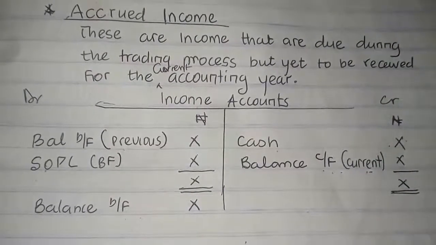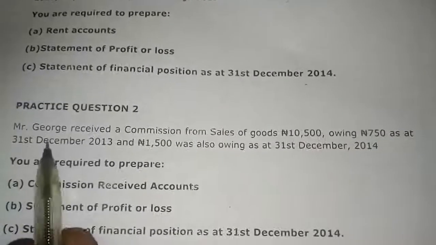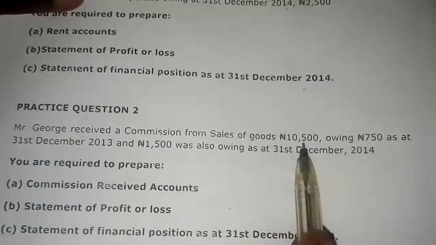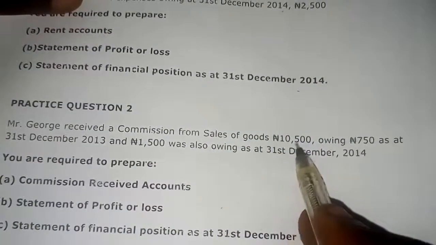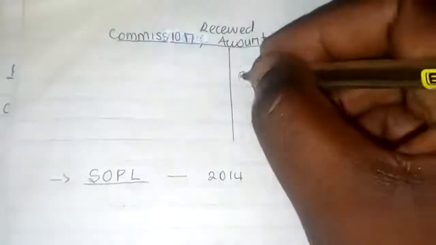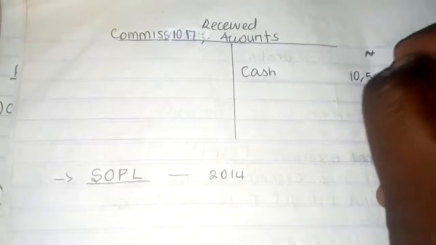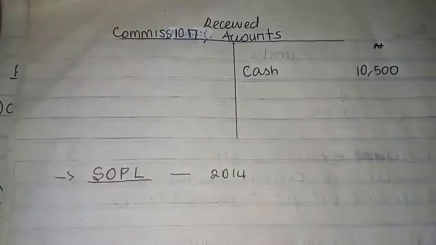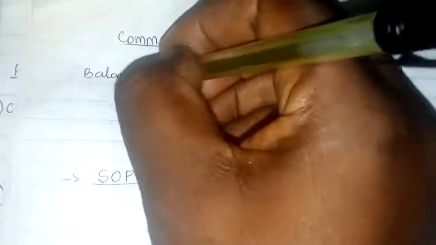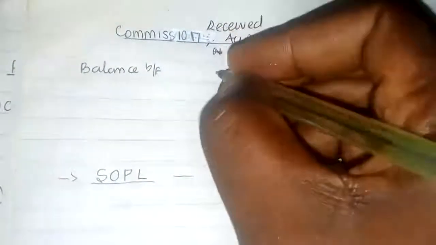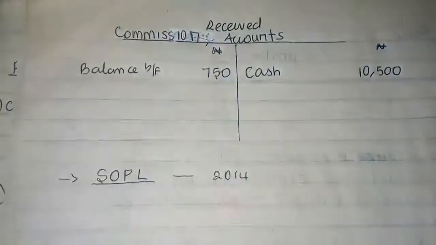All right, so let's go back to the question. From the question, Mr. George received a commission on sales of goods, that's the cash, 10,500 naira. When you receive, you debit the cash account and credit the income account. That is 10,500. Then the balance that was owing in the previous year, the balance brought forward from the previous year, that is 750.